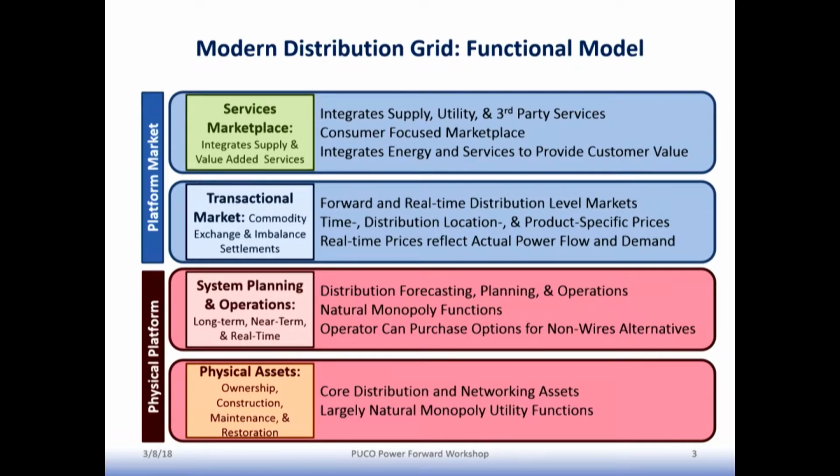Okay. So let's talk about forward and real-time distribution level markets, distribution location. So what you're really hoping for is as close to real-time pricing as we can get in order to create this transactional market that we're hoping for. Go ahead. So that's ultimately where you want to settle at the end.